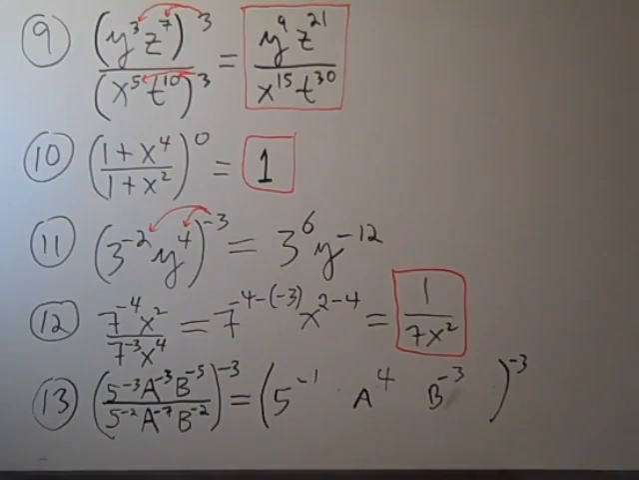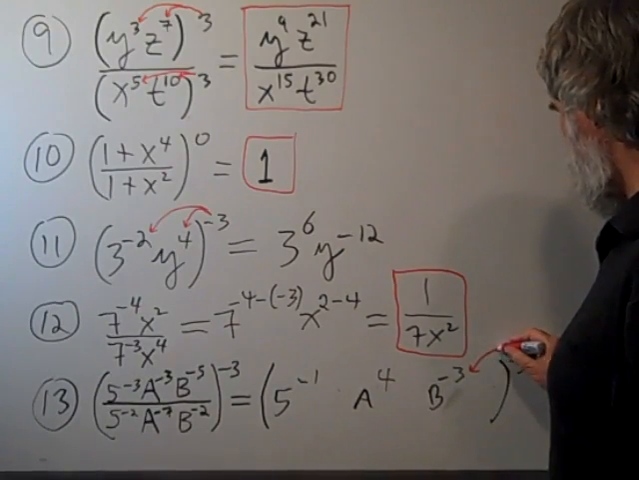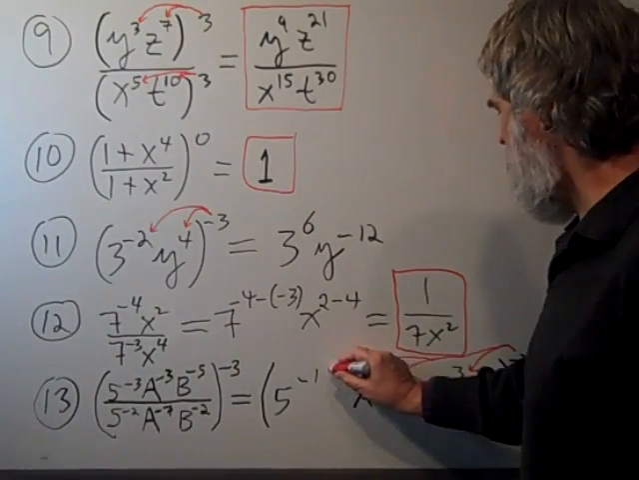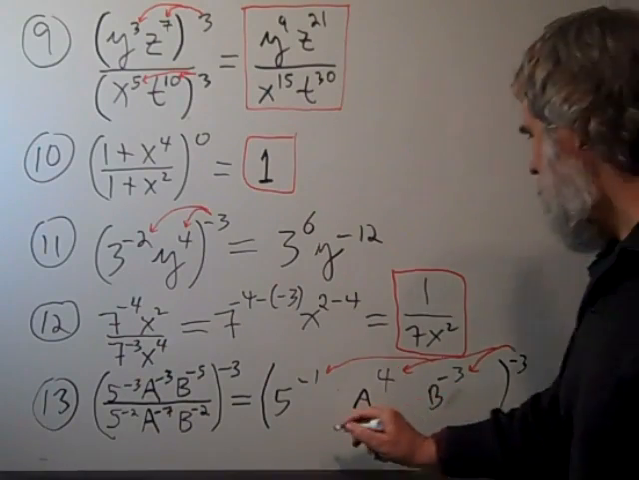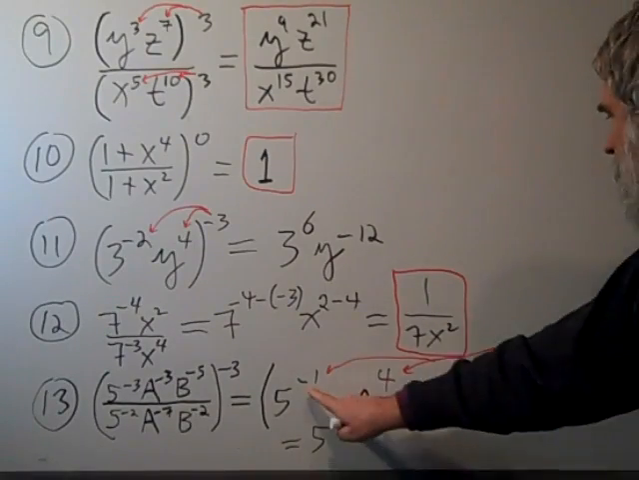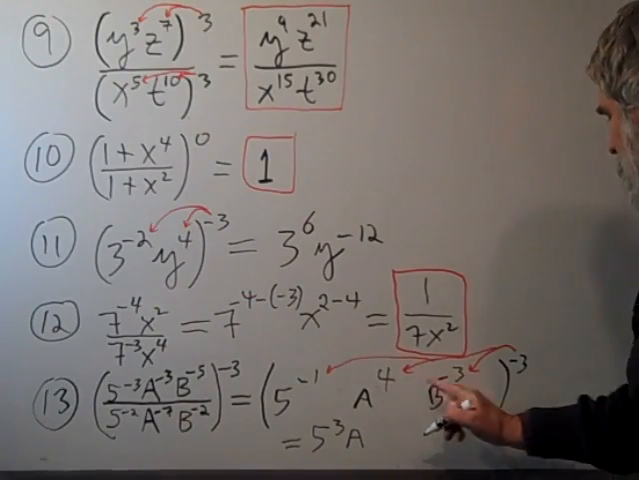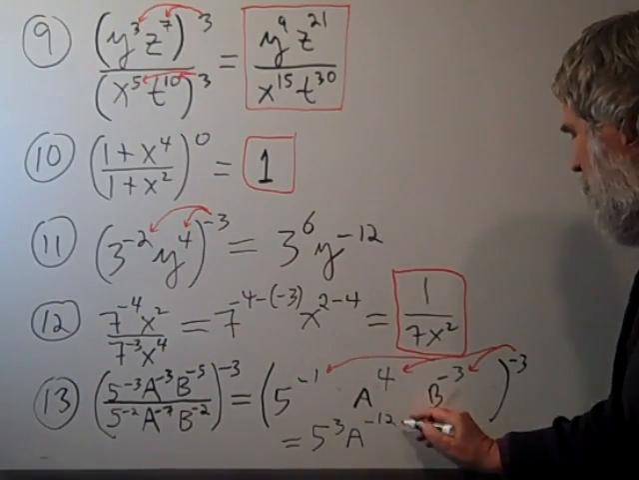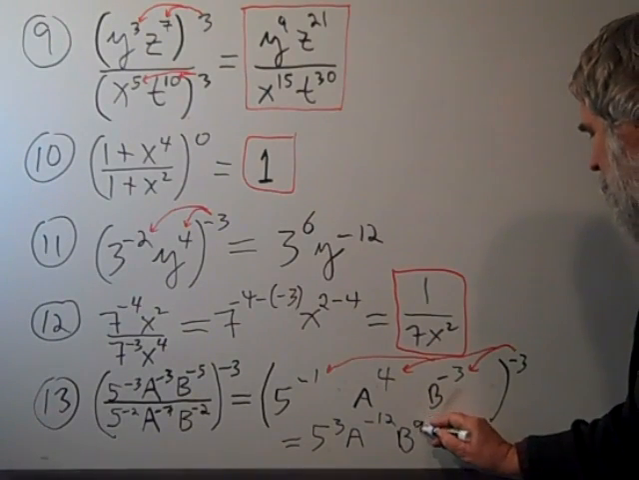Now, we need to distribute the negative 3 exponent times each of the exponents in the parentheses. And we get 5 to the third power. Negative 1 times negative 3 is positive 3. A to the 4 times negative 3 is negative 12th power. And b to the negative 3 times negative 3 is b to the positive 9th power.